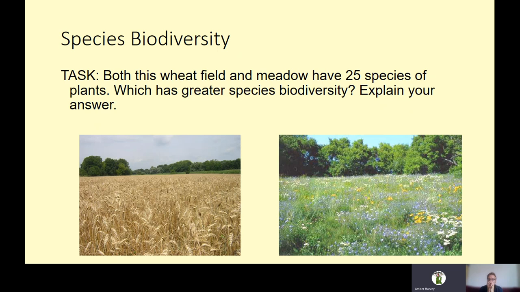Yeah, absolutely. As we say, the fact they've got 25 species each means their richness is the same, but we can see from the picture that the wheat field is predominantly wheat. There may be small amounts of those other species, but they are very much in the minority, whereas in the meadow there's clearly a much more even spread, so there's much higher species evenness in the second picture. Excellent. Hopefully that's clear, everyone.